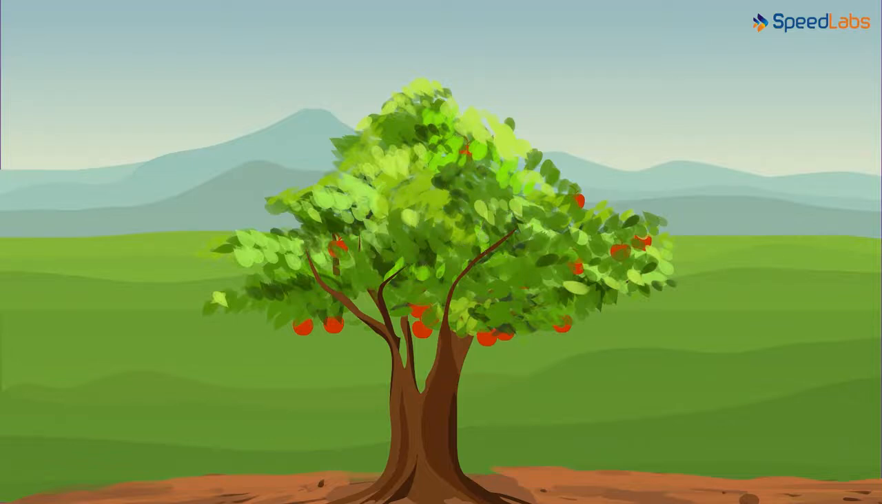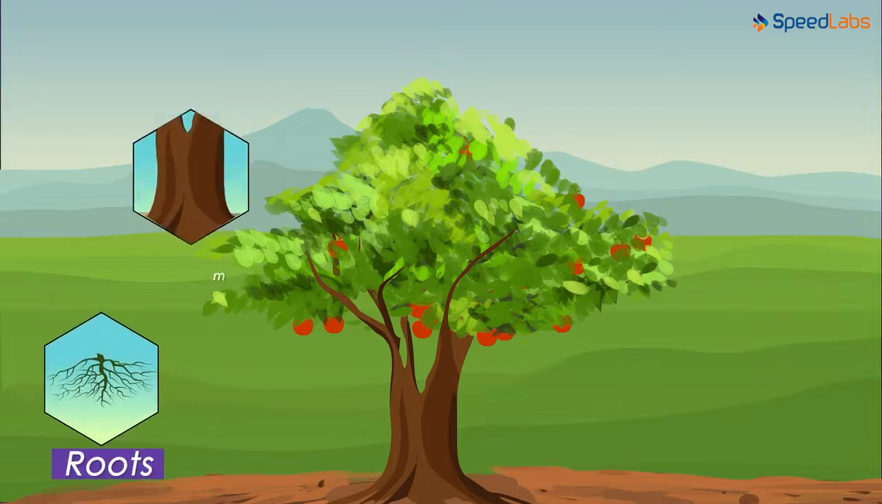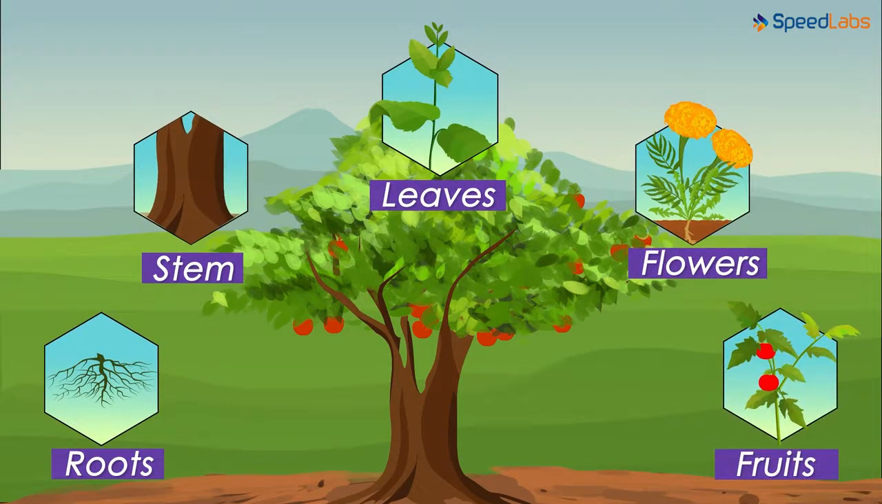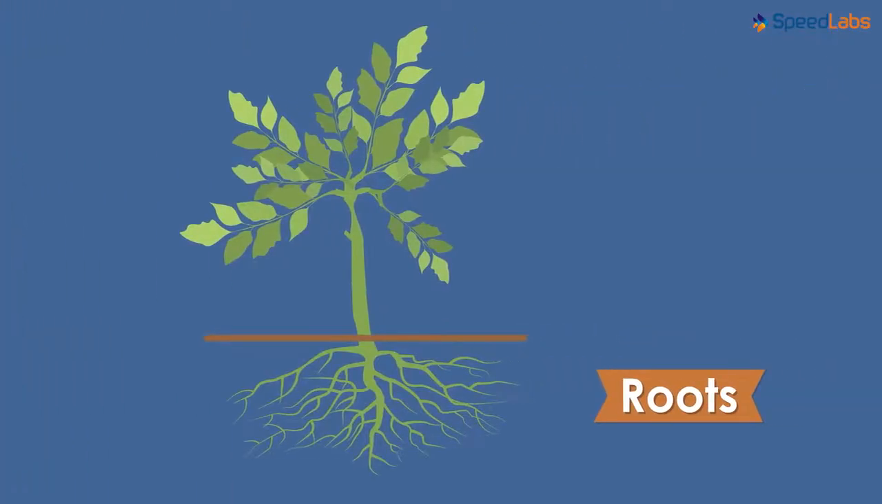To name them, we have a list that includes roots, stem, leaves, flowers, and the fruits. We will learn about all these parts in detail one at a time. Let's begin with looking at the lowest part first and then moving upwards. So let's start with the roots first.